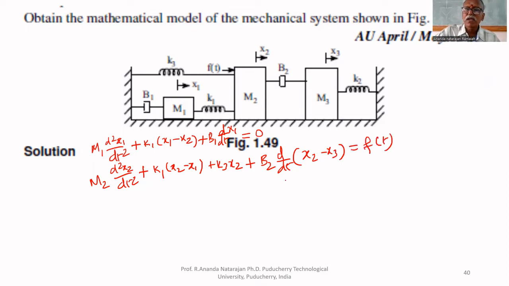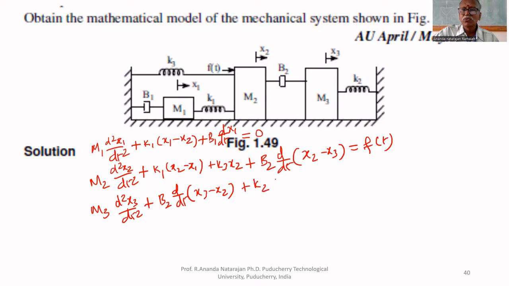This is the second equation. Third mass, M3 d square x3 by dt square plus B2 d upon dt of (x3 minus x2) plus K2 multiplied, one end is fixed, therefore K2 x3 equal to 0, no applied force. That's all. Three equations we got.